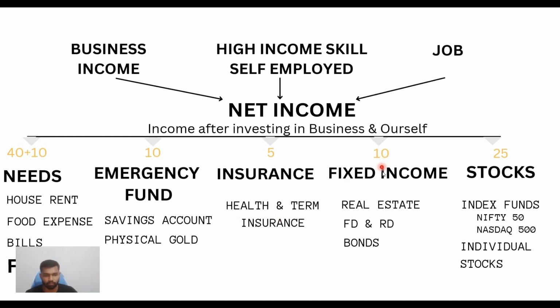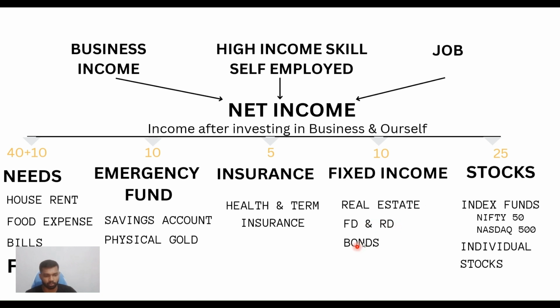And next is fixed income. Fixed income can be classified into three types: real estate income, FD and RD, and bonds. I am considering real estate as a fixed income because the real estate market is not that booming now. I am considering it as a rental property: buying an asset, real estate, and renting it out, and you get a regular income on a monthly basis.